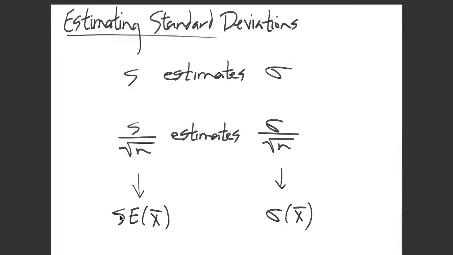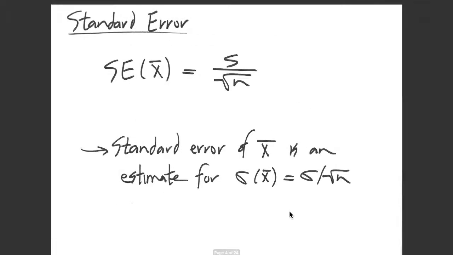And we give this guy a special name. We call him the standard error of x bar, in contrast to the standard deviation of x bar, just to keep in mind the idea that the standard error of x bar is an estimate for the standard deviation of x bar. So the standard error of x bar is s over root n, where s is the sample standard deviation, n is the sample size, and the standard error of x bar is an estimate for the standard deviation of x bar.